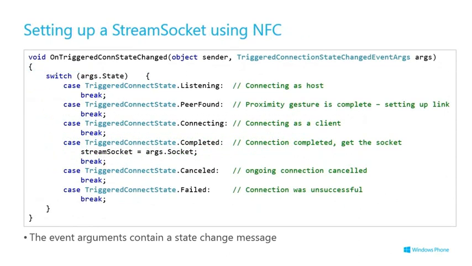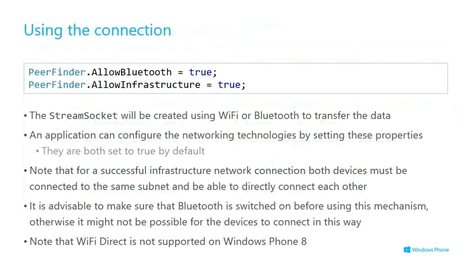Then you get this TriggeredConnectionStateChanged event, which will fire multiple times. First of all, Listening is where it's connecting as host. PeerFound is where the tap to connect has happened. At this point, you can tell the user in the UI that they can take the devices away. And it's Connecting. When you get the Completed event, that's when you've got a stream socket set up and you can take the devices away. Thereafter, you're working over Bluetooth or over Wi-Fi. And then there are a couple of other failure connection states you can get as well.